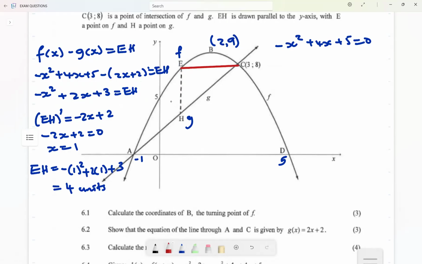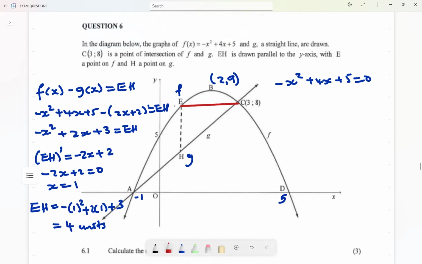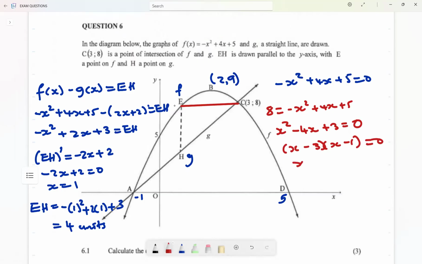What you can do again is that this is an axis of symmetry, right? So the points here are going to be equal. If that's the case, you can go to the graph of f and see where my graph is equal to 8. So 8 is equal to negative x squared plus 4x plus 5, then take x squared to the other side, take 4x to the other side, and 8 minus 5 is plus 3, equal to 0. The factors thereof are x minus 3, x minus 1. Therefore, x is equal to 1 or x is equal to 3.